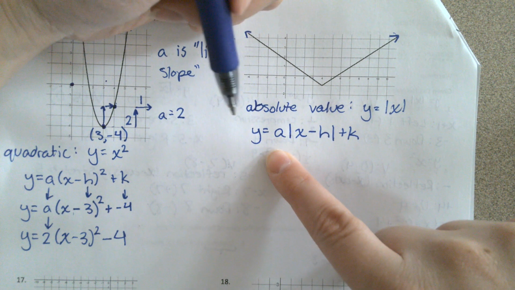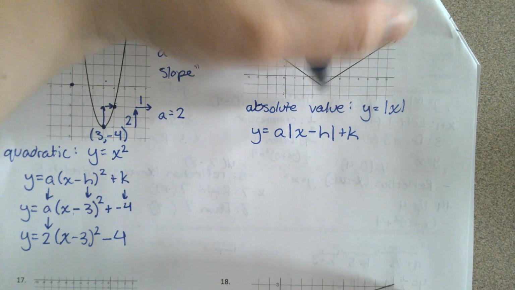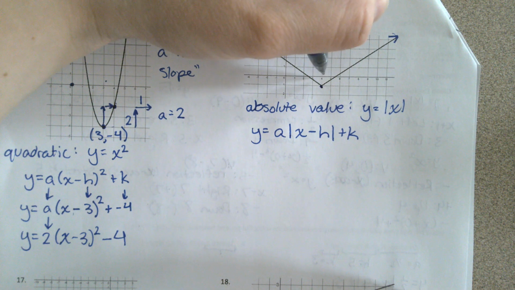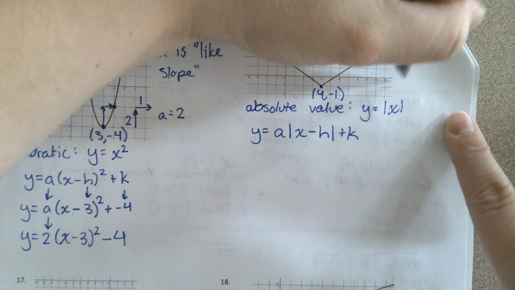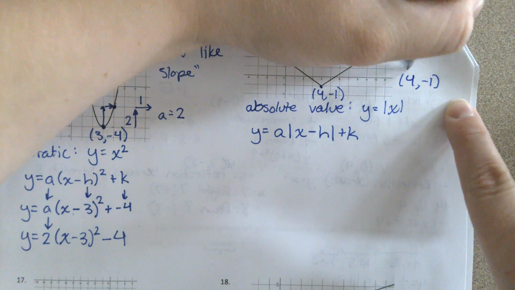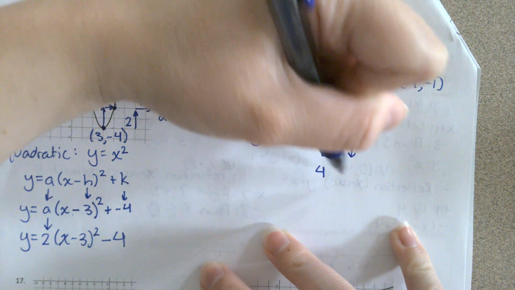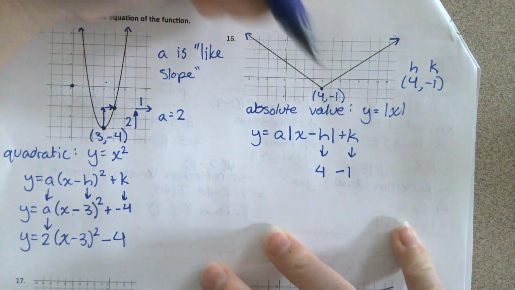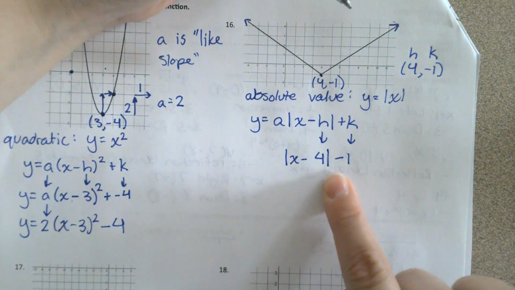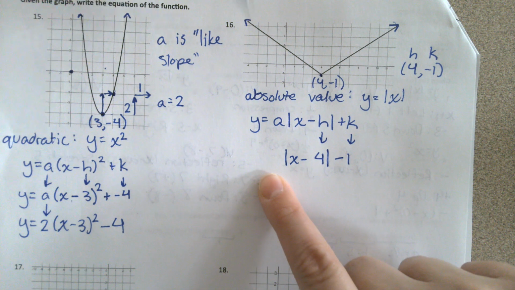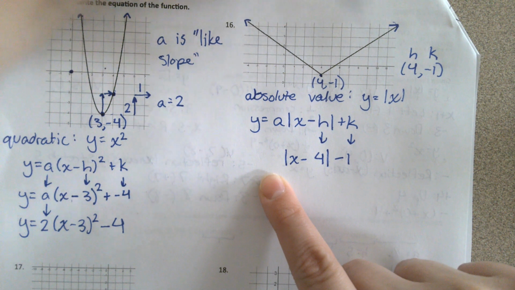I'm always going to go with a last, just because it's the hardest one to look for. So, find our vertex. It's right here. Our vertex is 4, negative 1. So if I come over here, 4, negative 1, 4 is h, negative 1 is k. Now bring down the rest of it. So we have x minus 4 minus 1. A. Let's find A.